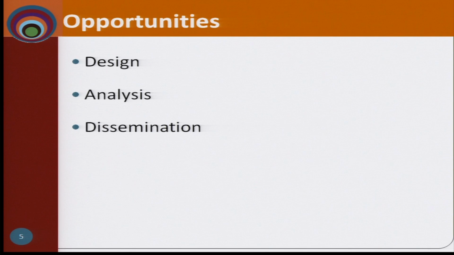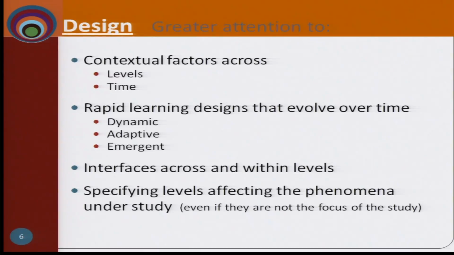So looking at the opportunities that we can draw from this literature, we organized what we found in the literature in 3 areas. One is design, next is analysis, and finally dissemination. So in the design of studies, there's a need for multi-level studies to consider contextual factors across these levels and across time, how these things evolve as they interact over time. There's a need for designs that really involve rapid learning over time, that are dynamic and adaptive, and really open to the emergent phenomena that happen when you're looking at the interaction across multiple levels.